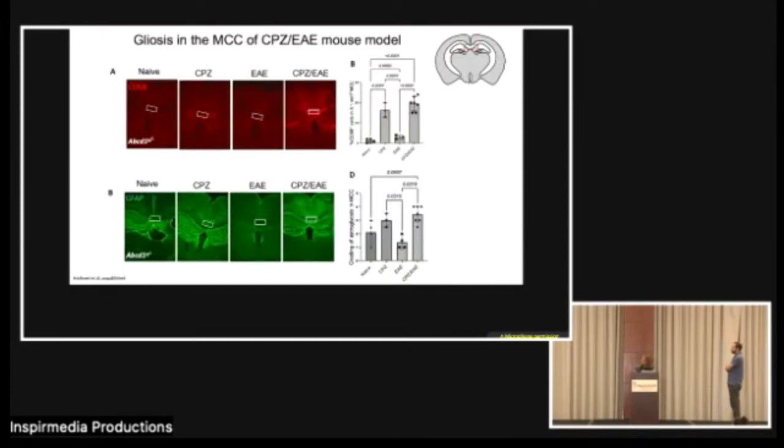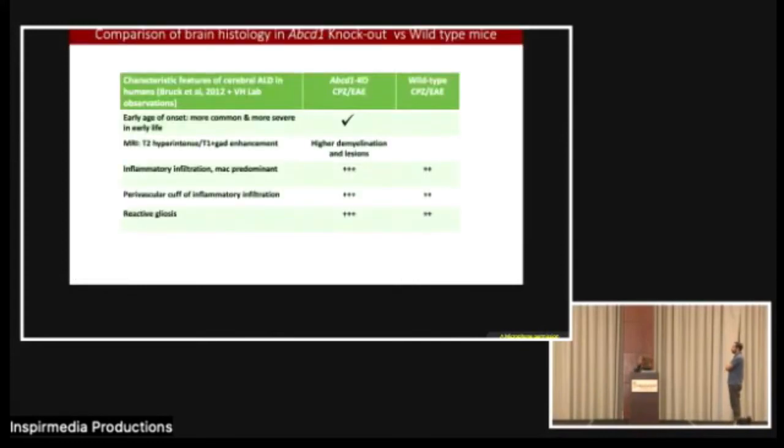Then, gliosis. What is gliosis? Gliosis is macrophage and astrocyte activation inside the brain. Cerebral ALD patients show gliosis. Then we look at exactly the same area where we could see lesions in the brain. This is a mouse brain. This is the area where we did a staining. And we could see a lot of gliosis in our model, more astrocytes and more macrophage monocyte in this area. So based on that, we see more reactive gliosis in this model than in the normal.